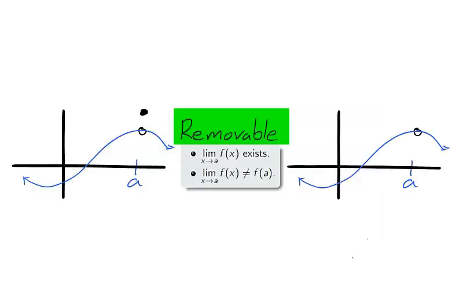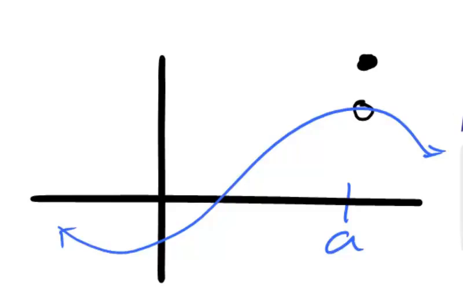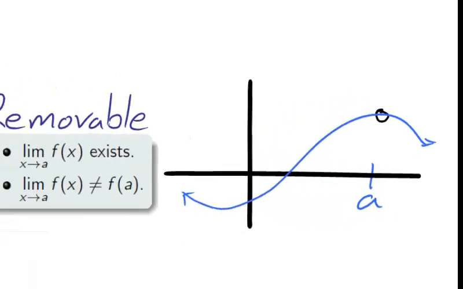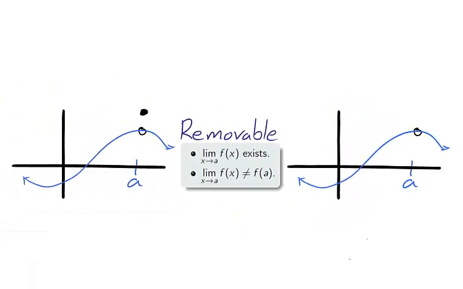In both graphs, there is a removable discontinuity at x equals a. A removable discontinuity is the case where the limit exists but is unequal to the actual value. This leads to two graphs. One in which the actual value exists but is unequal to the limit, and another in which the actual value does not exist. We use the term removable because we can make it continuous by redefining the value of f at x equals a to equal the limit.